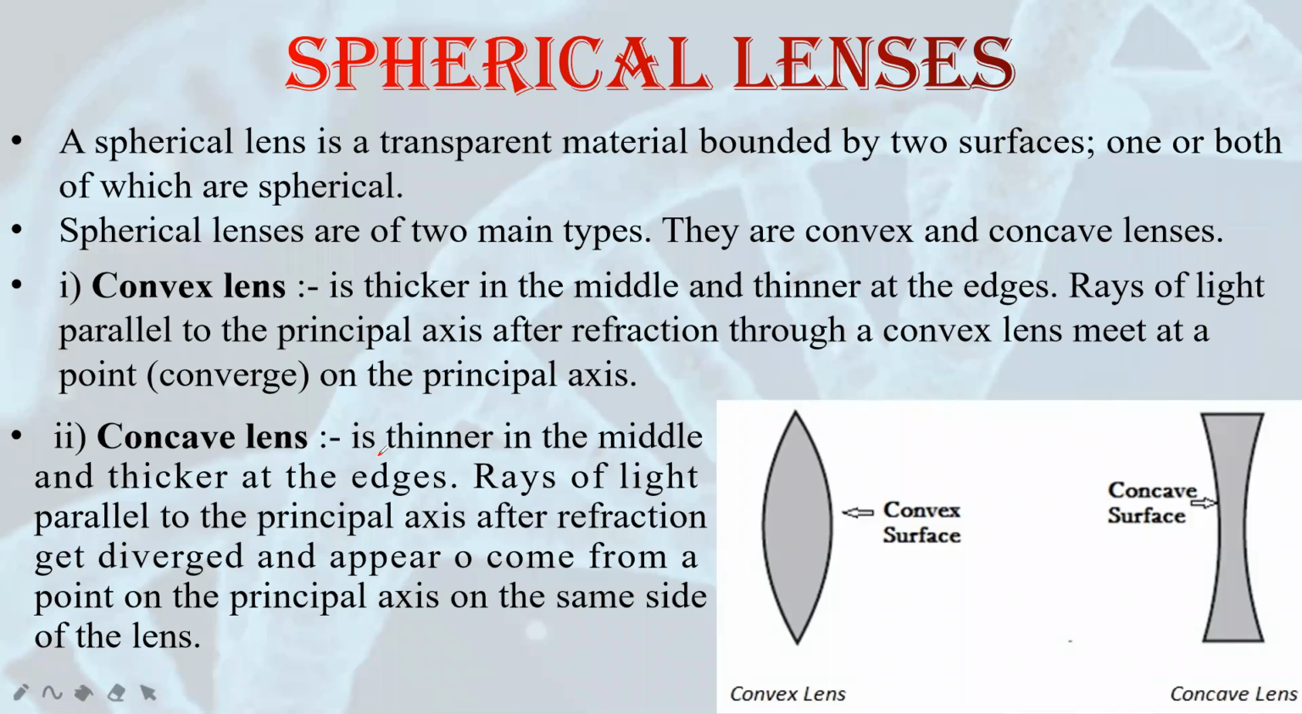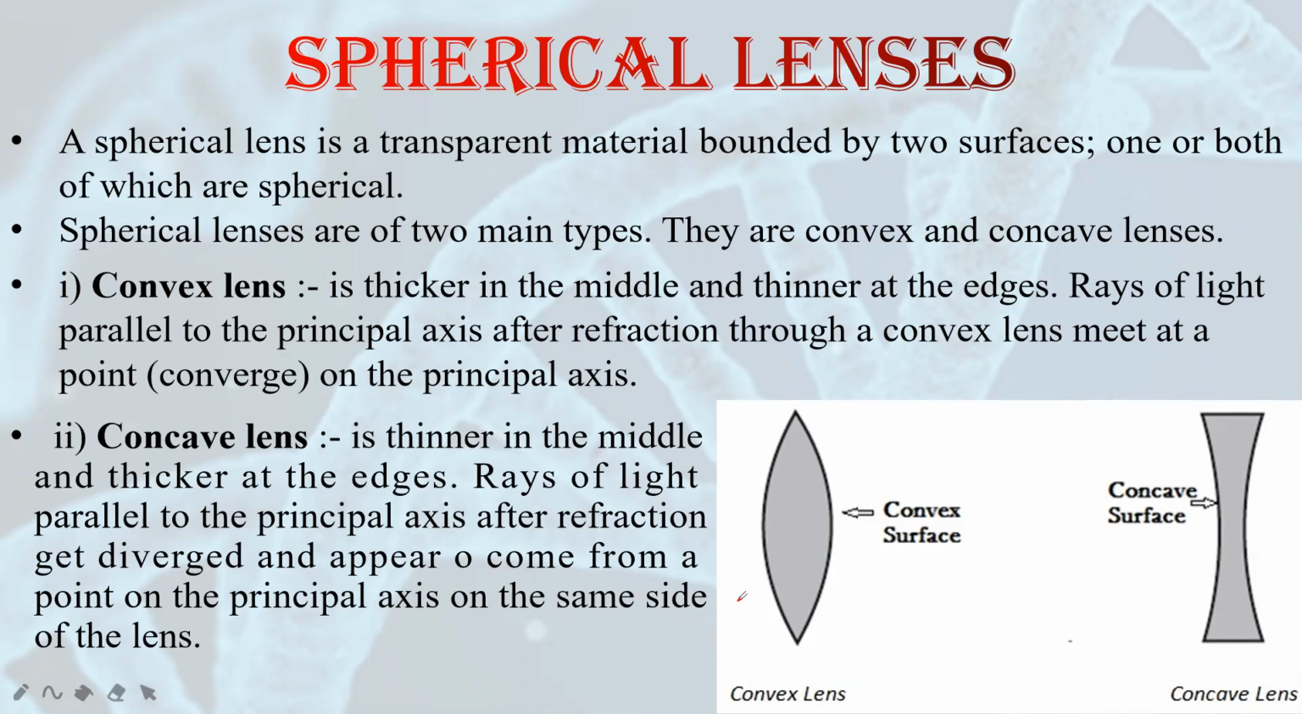Now we'll move to the next topic, that is spherical lenses. We have already done spherical mirrors, and here we are doing spherical lenses. Spherical lenses are formed by joining two spherical mirrors. You can see here, two spherical mirrors are joined. Here also two spherical mirrors are joined.